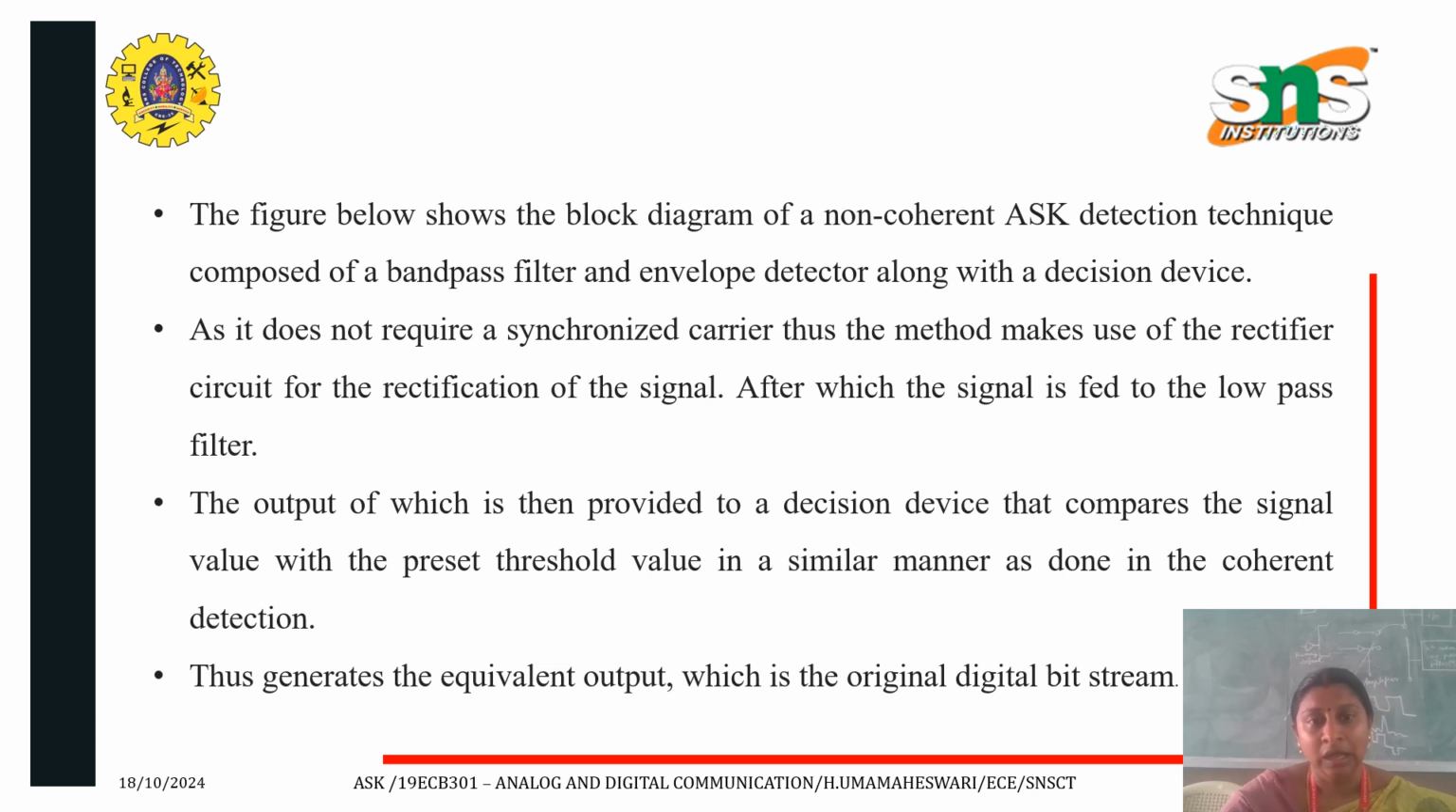As it does not require a synchronized carrier, the method makes use of the rectifier circuit for the rectification of the signal, after which the signal is fed to the low pass filter, the output of which is provided to the decision device that compares the signal value with the preset threshold value in a similar manner as done in the coherent detection, thus generating the equivalent output, which is the original digital bit stream.